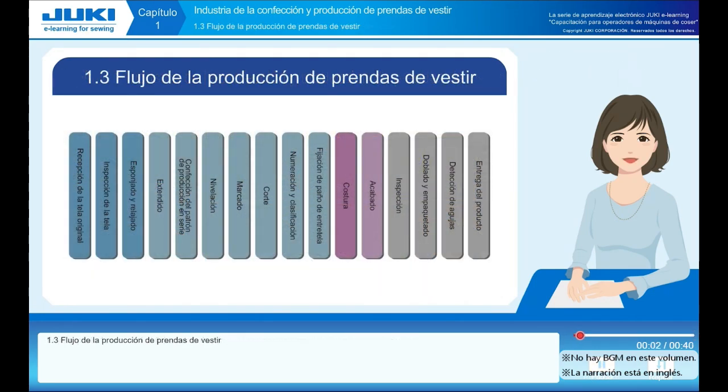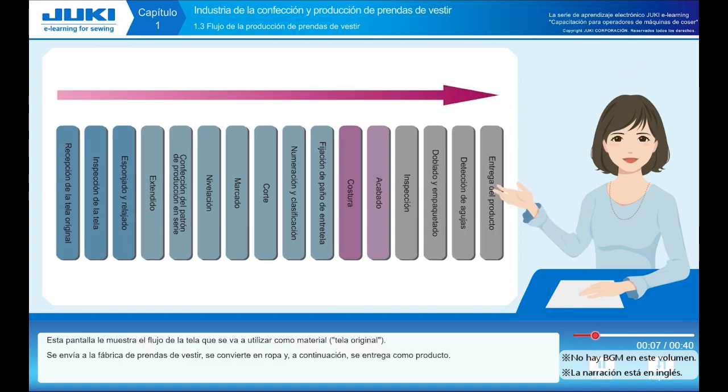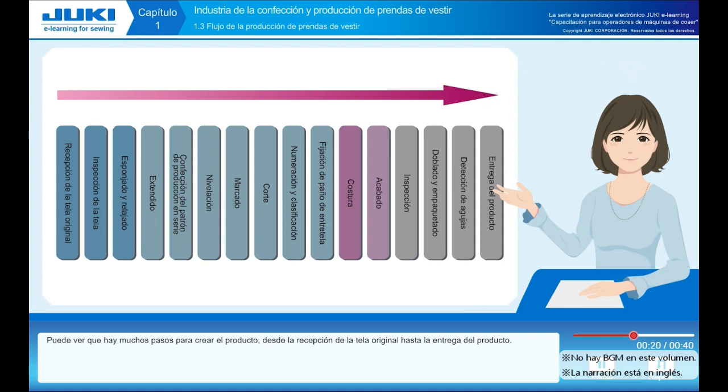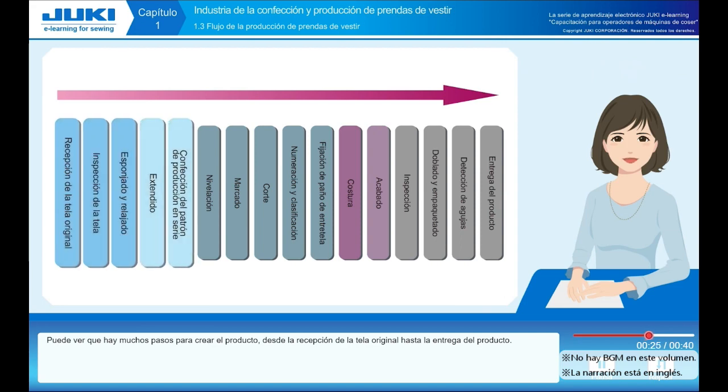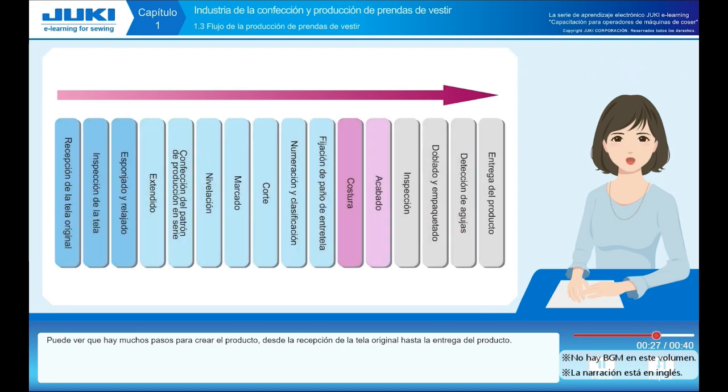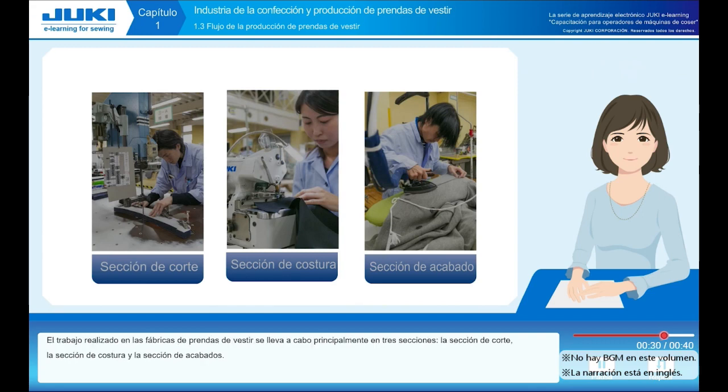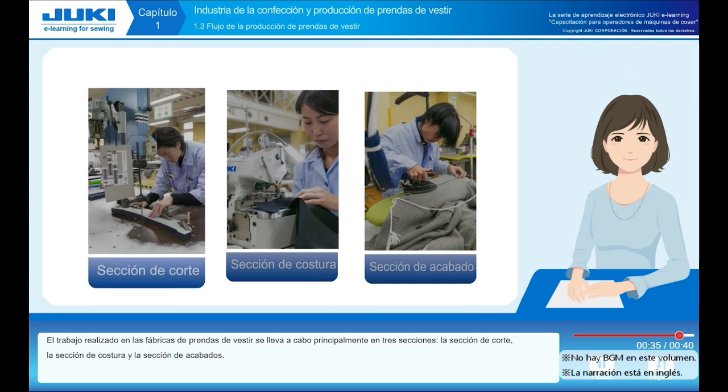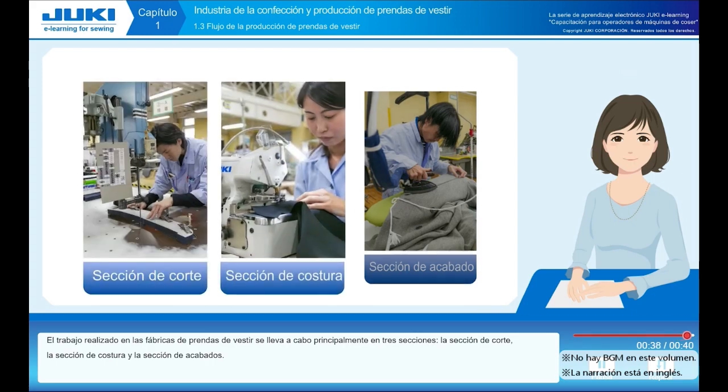Chapter 1:3 Flow of Apparel Production. This screen shows you the flow of the cloth that is to be used as the material, original fabric. It is shipped to the apparel factory, made into clothes, and then delivered as a product. You can see that there are many steps toward creating the product, from receiving the original fabric to delivery of the product. The work performed at apparel factories is mainly performed by 3 sections: the cutting section, sewing section, and finishing section.